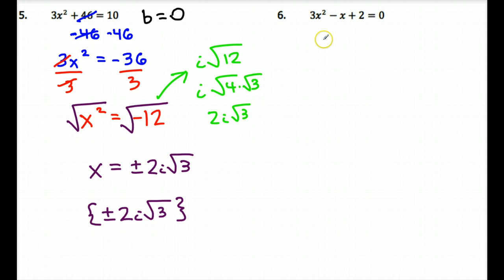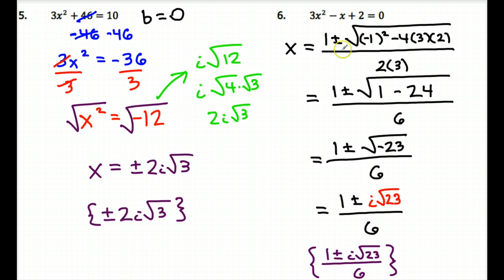And then finally, number 6, we have a trinomial again. 3x squared minus x plus 2 equals 0. So you're going to need to use quad formula on this one. Again, why don't you click pause, try this one on your own, and then once you think you have an answer, click play to check and see how you did.